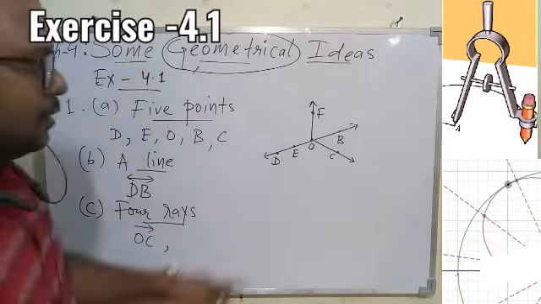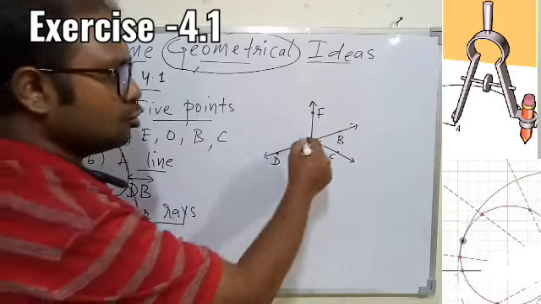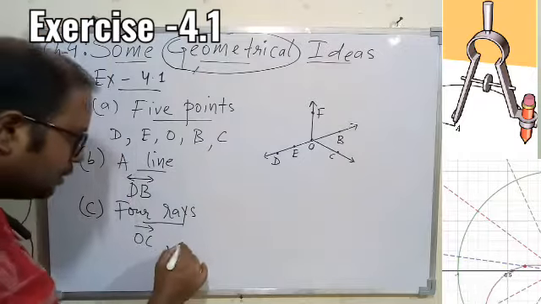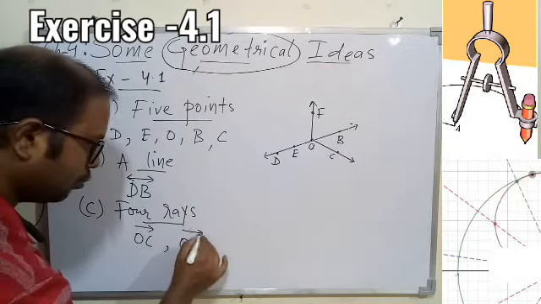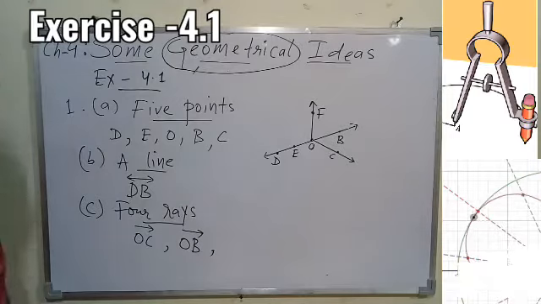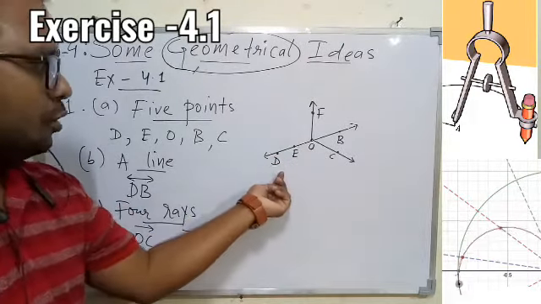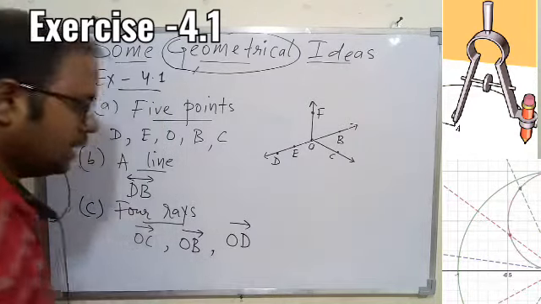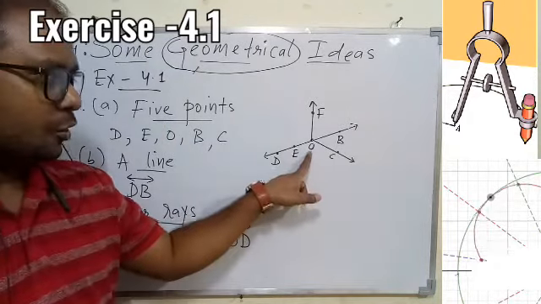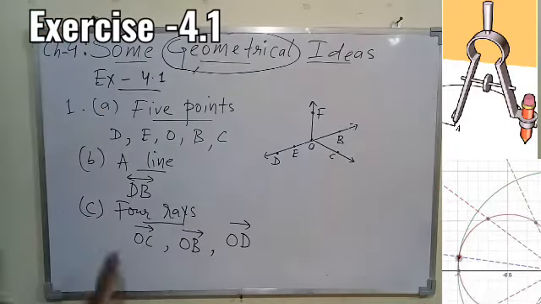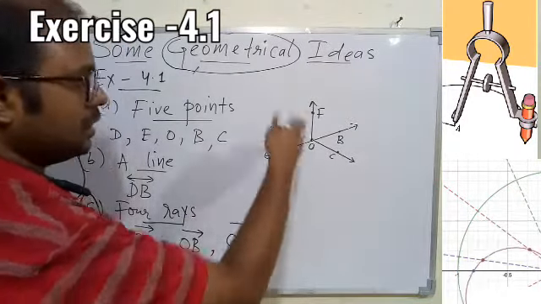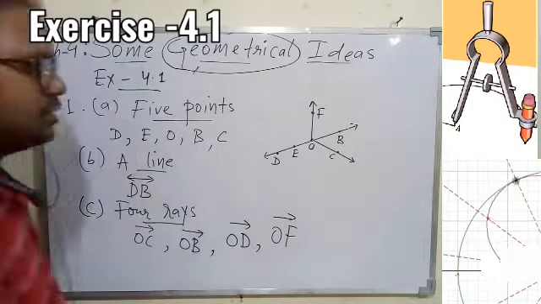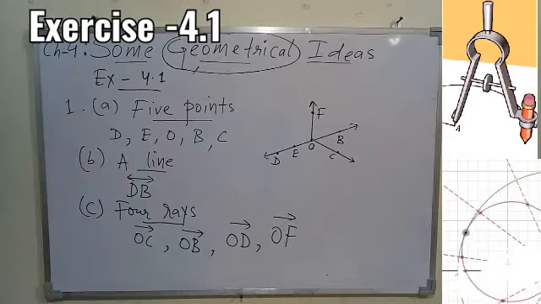We got the first. Now from O we can move this side also. O to B is another ray, because again O is the starting point, and on the B side there is no end. So another ray we got, OB. We can come this side also, O to D, another one. And always remember we have to start from the starting point O. So everywhere O is coming first. And one more we can see on the other side also, O to F. So overall these are the different rays we can see. I hope you understood this also.